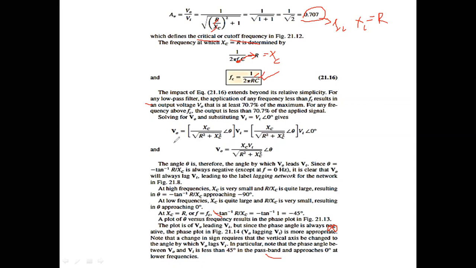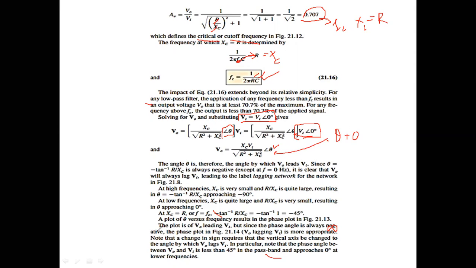Going to the previous one, Vo is equal to Xc divided by the square root of R squared plus Xc squared, at an angle of theta. There is some angle theta, and we are assuming 0 degrees for the Vi input voltage. So Vi and this will be multiplied, so the angles are added, theta plus 0 is equal to theta.